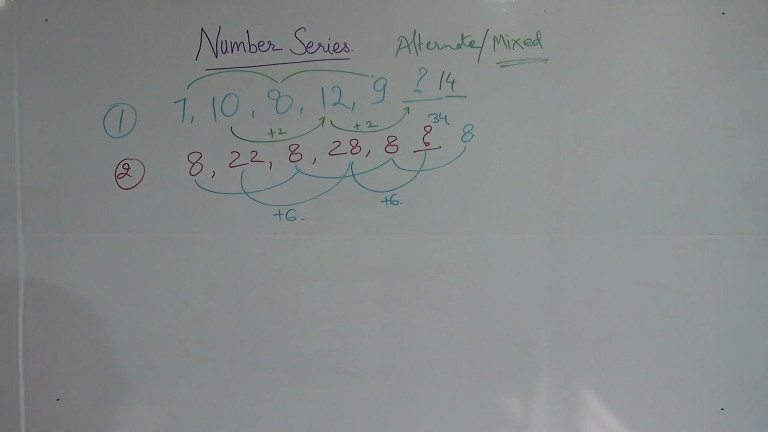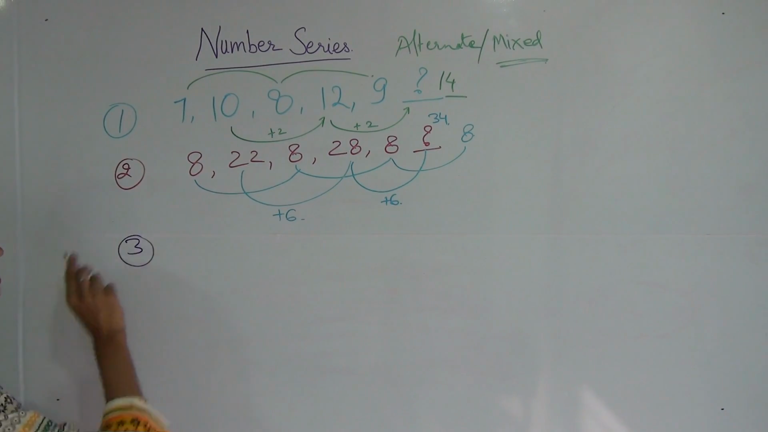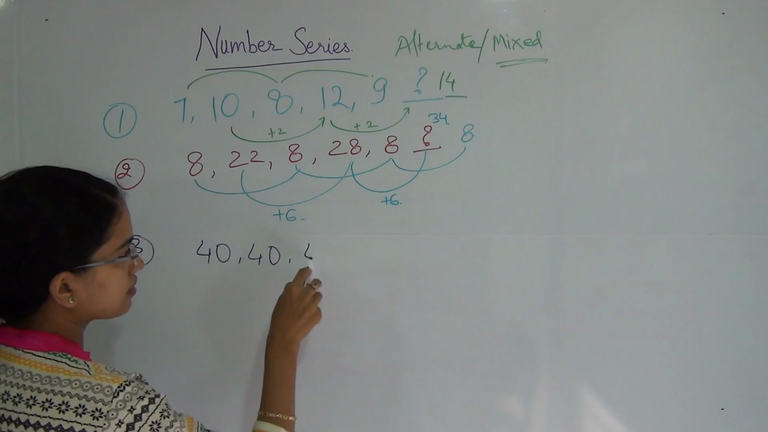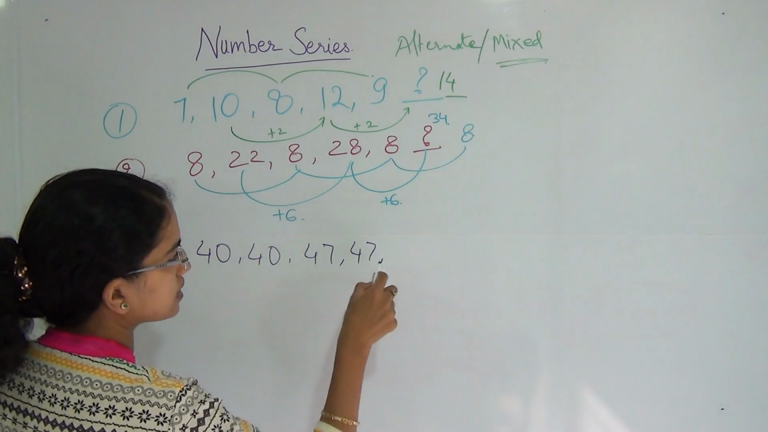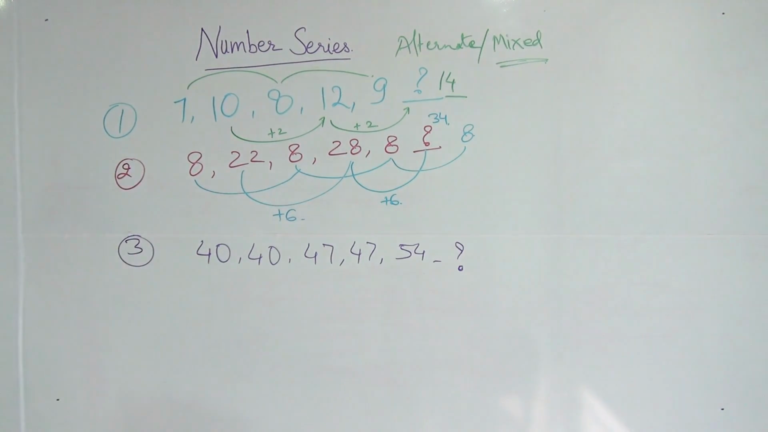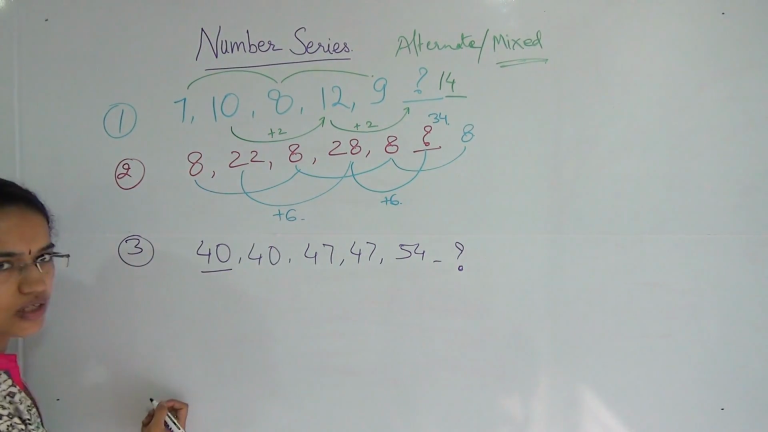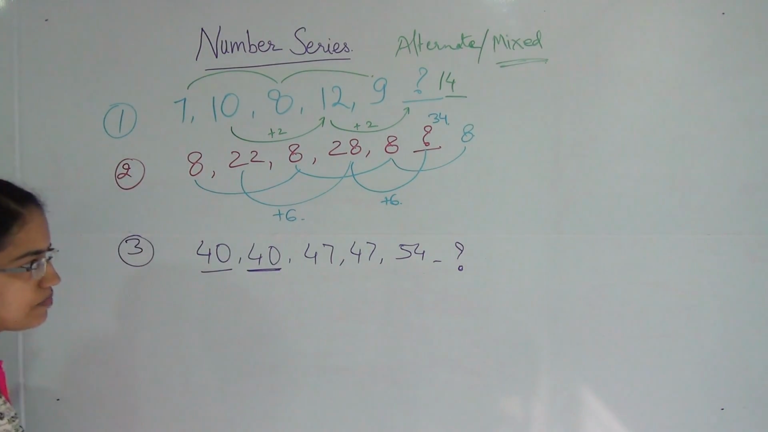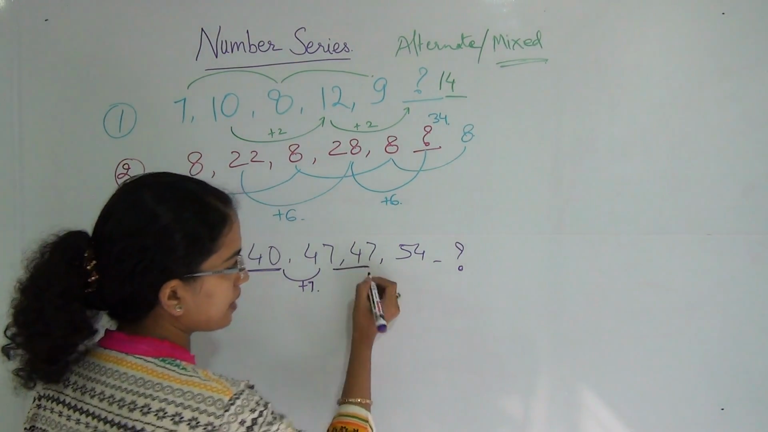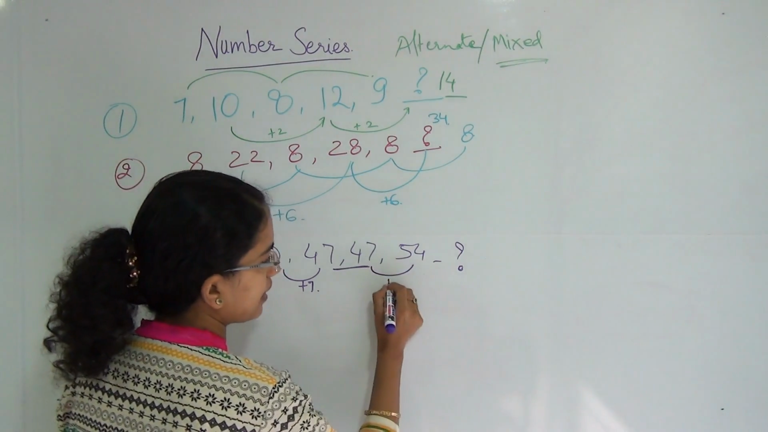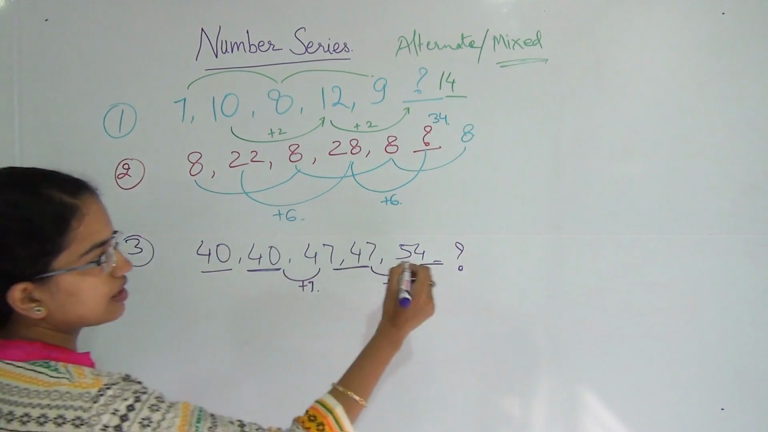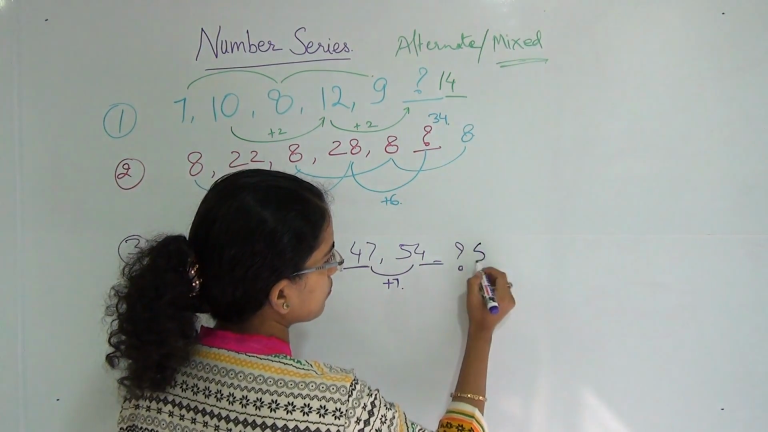Now let's take another example. This is a much simpler example than these two. So I have 40, 40, 47, 47, 54, and what would be the next number? Here I am taking one number, repeating that number again, then adding 7 to that number, repeating that number again, then again adding 7 to that number. Now again the same strategy, I will repeat that number. So the question mark here would be 54.